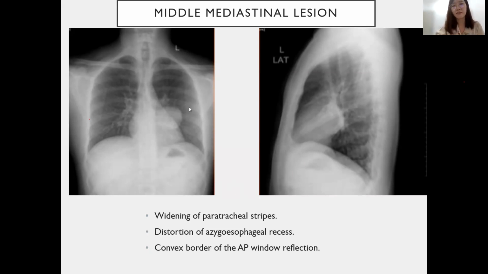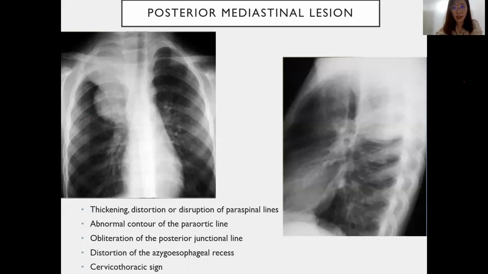Always I will just say there's a mass here, maybe from the mediastinum or lung, and then always suggest further evaluation. All right, so for a posterior mediastinal lesion, you will see an abnormal contour of the para-aortic line if on the left-hand side, and distortion of the azygoesophageal recess. The cervicothoracic sign is the main sign we use to identify whether it's anterior or posterior. If the cervicothoracic sign is present, then it's posterior mediastinal, meaning the mass extends beyond and above the clavicle posteriorly.